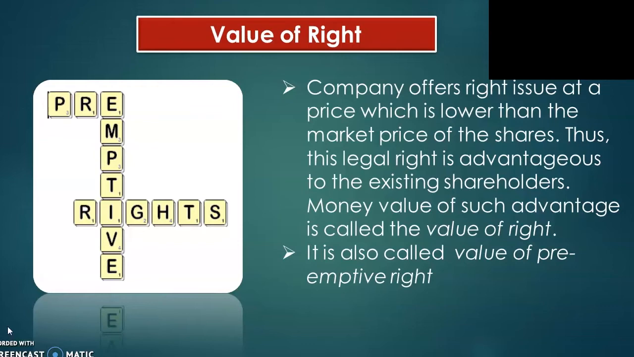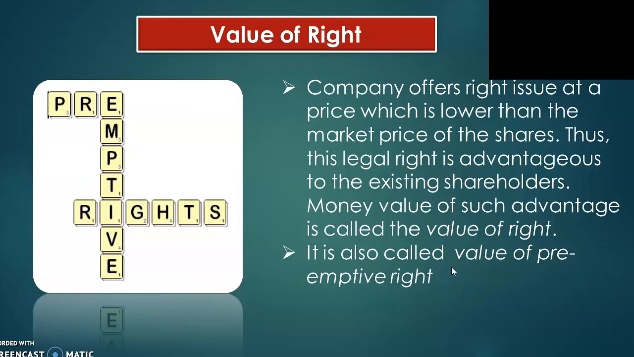That is, when a company offers a right issue, the price of such issue is always lower than the current market price of the shares. So there is a discount for such an issue. Such a discount, or the money value of such an advantage, is called value of right. This value of right is also called preemptive rights.